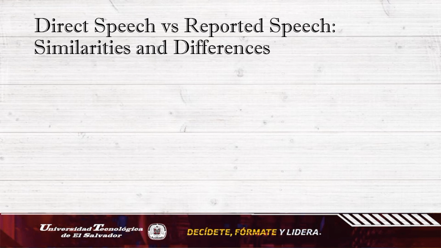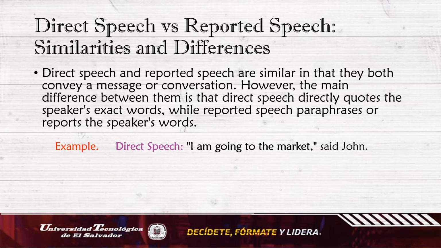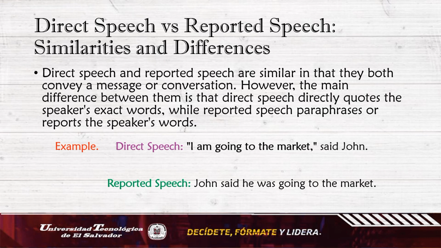Direct speech versus reported speech, similarities and differences. In the next class we are going to explain indirect or reported speech, but to almost end this class 1, let's see some differences that direct speech and reported speech have. Direct speech and reported speech are similar in that they both convey a message or conversation. However, the main difference between them is that direct speech directly quotes the speaker's exact words, while reported speech paraphrases or reports the speaker's words. For example, in direct speech the sentence is, "I am going to the market," said John. And in the case of reported speech, the sentence is, "John said he was going to the market."